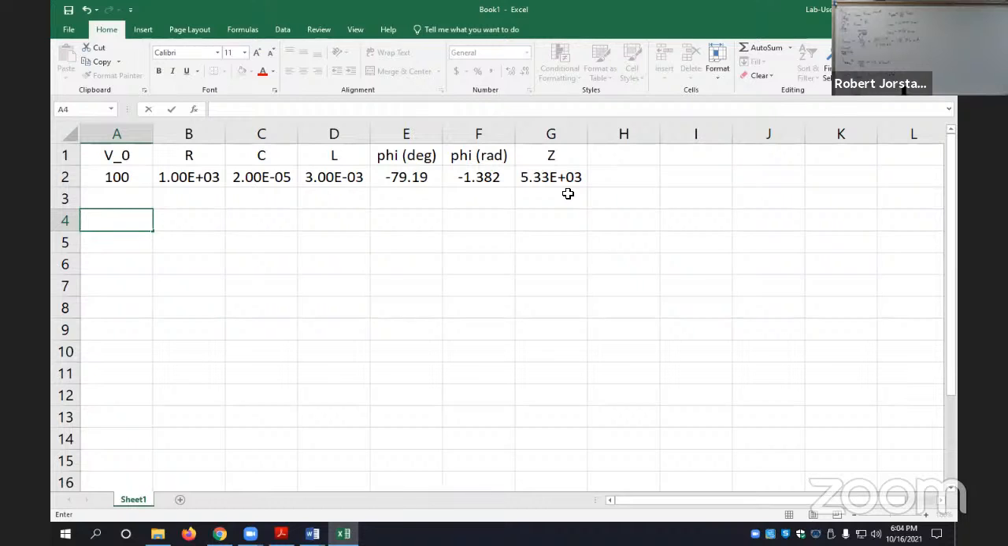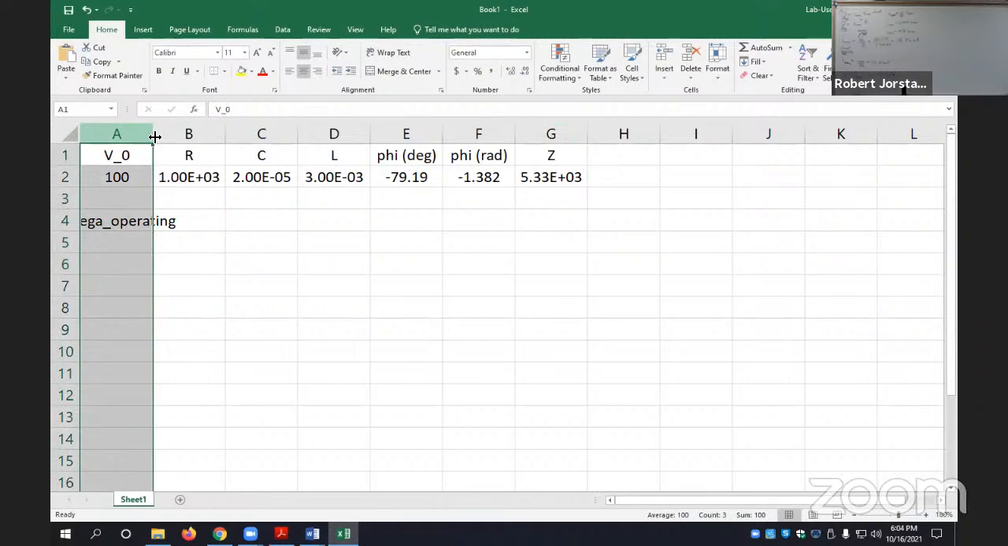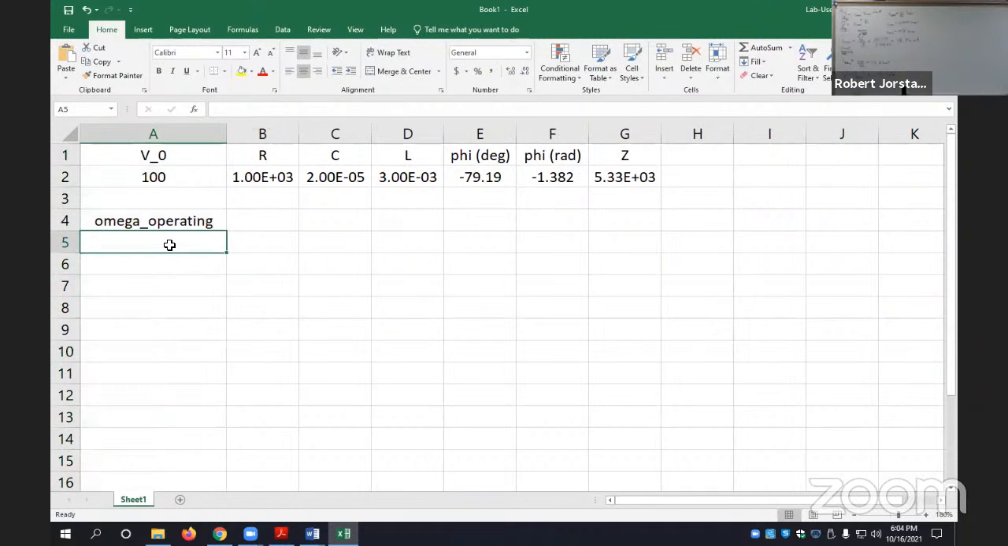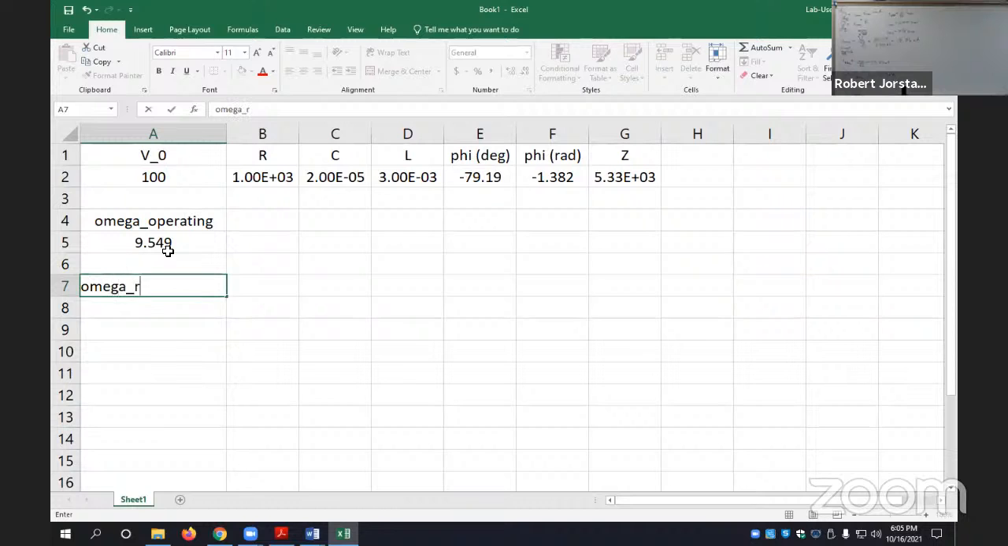9? Okay. So, and I'm just going to make this first column extra wide. The operating frequency or angular frequency was 9.549, I think. Yes. All right. And just so I have it, the resonance frequency was 4082. And these were in units of radians per second.